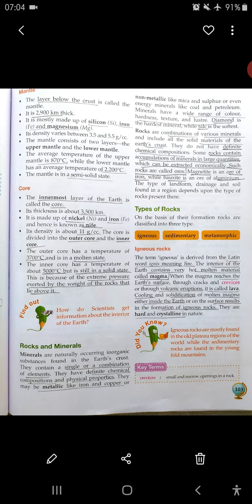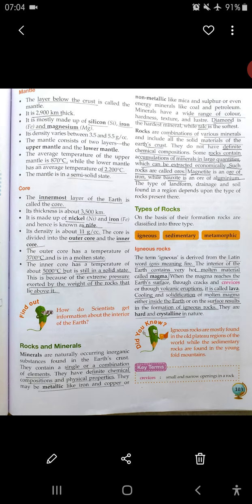Now, they do not have a definite chemical composition. As we read, minerals have a definite chemical composition, but rocks don't have a definite chemical composition. Some rocks contain accumulations of minerals in large quantities which can be extracted economically. Such rocks are called ores.